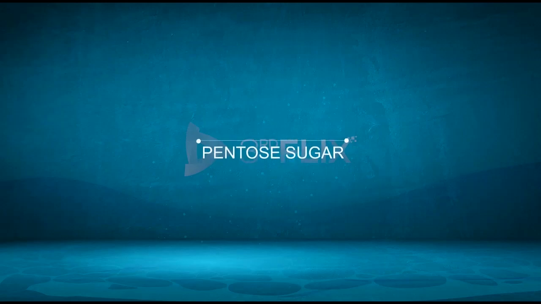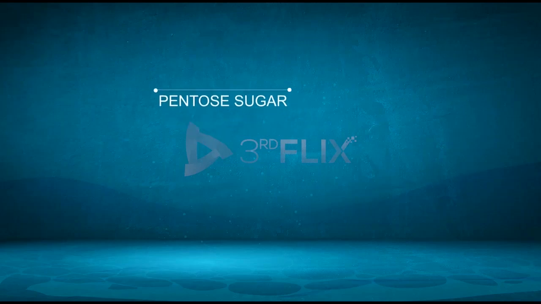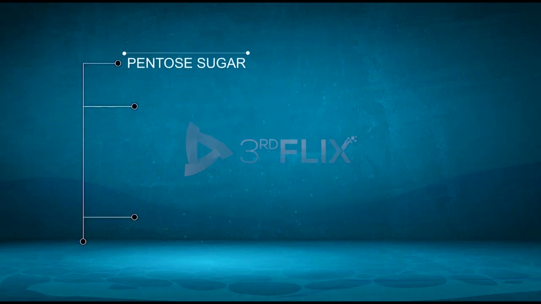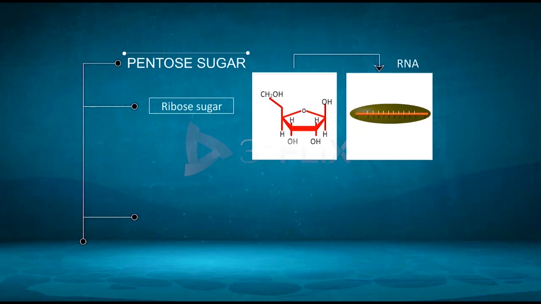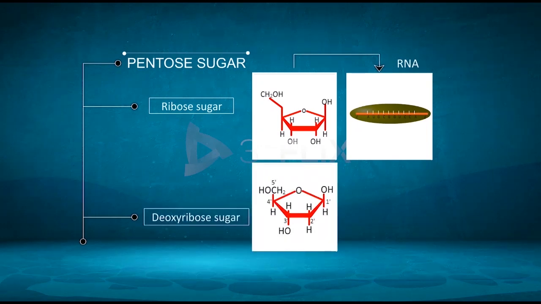Pentose sugar. Pentose sugar is a 5-carbon sugar in the form of ribose sugar of RNA and deoxyribose sugar of DNA.